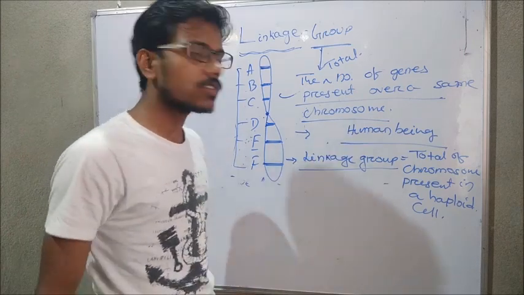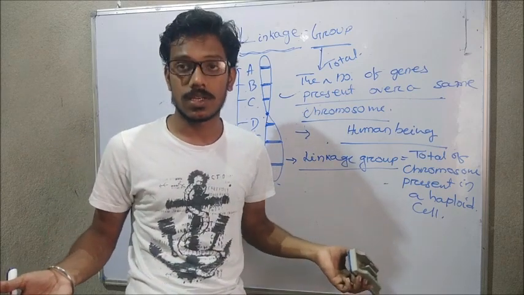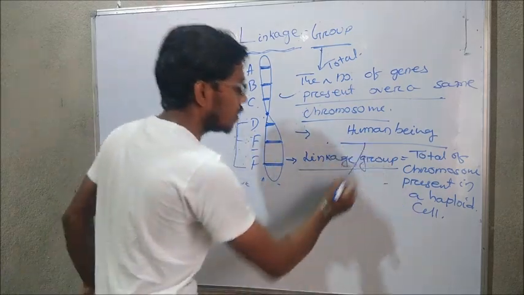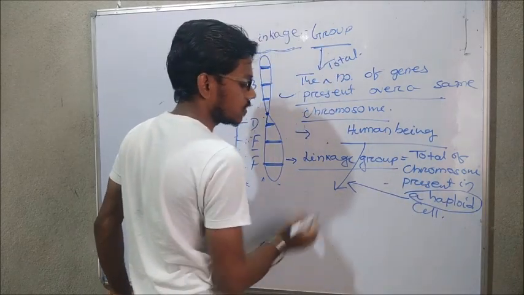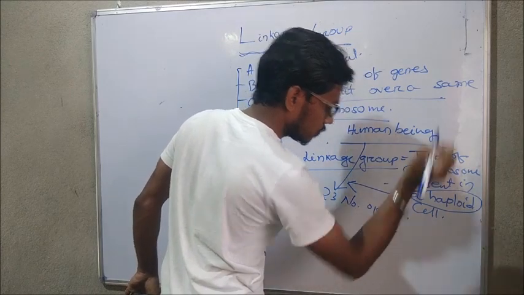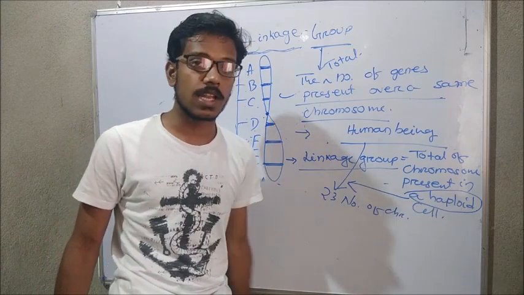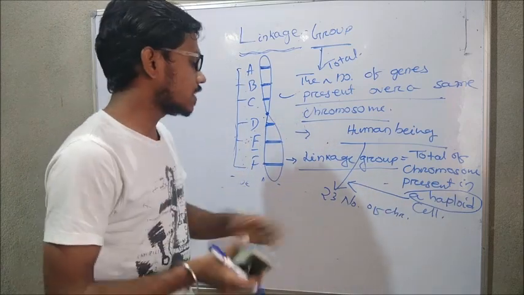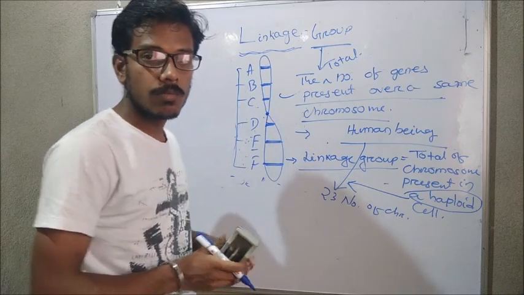In the human being case, if we consider how many chromosomes are present in the haploid cell? As you know that in case of human being, in a haploid cell there is presence of 23 chromosomes. That means in the human being there is presence of 23 groups.